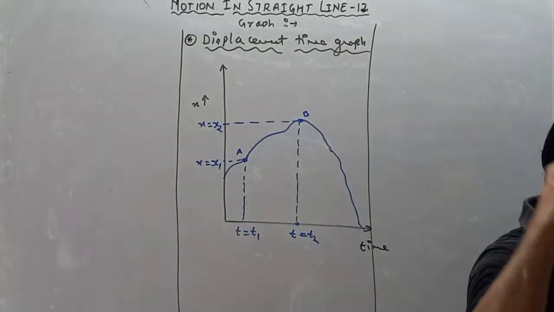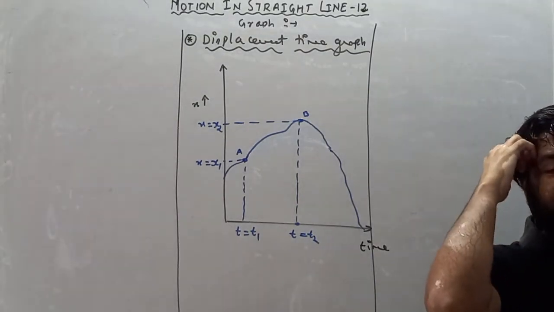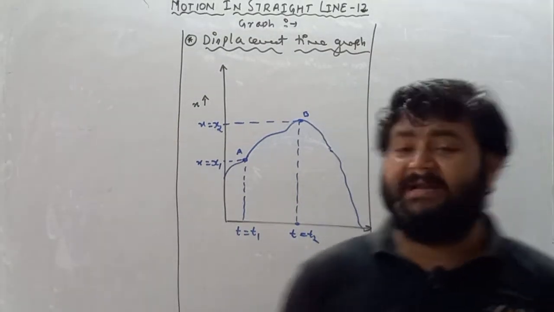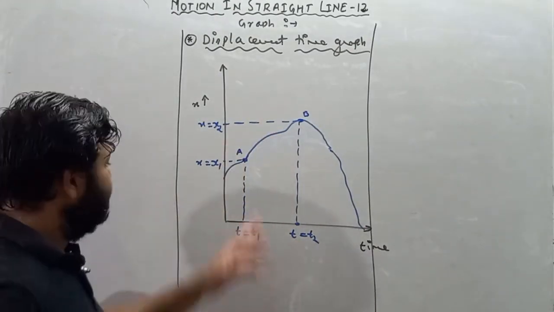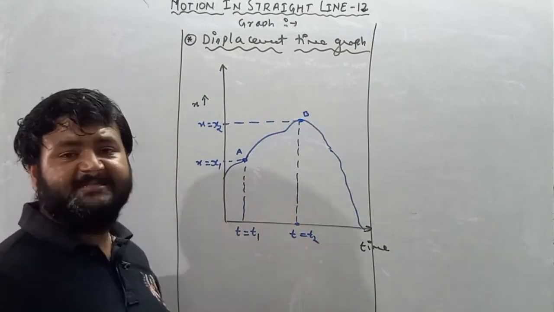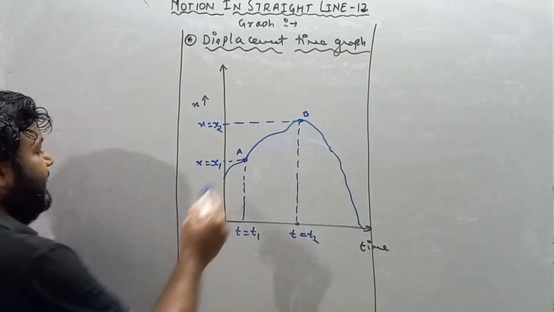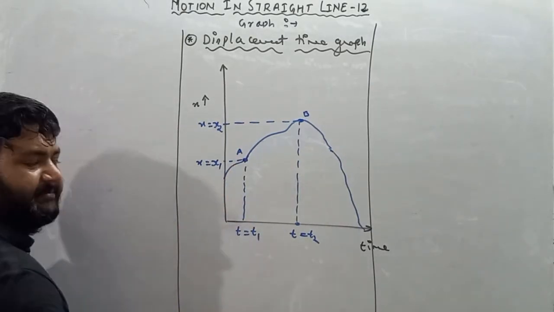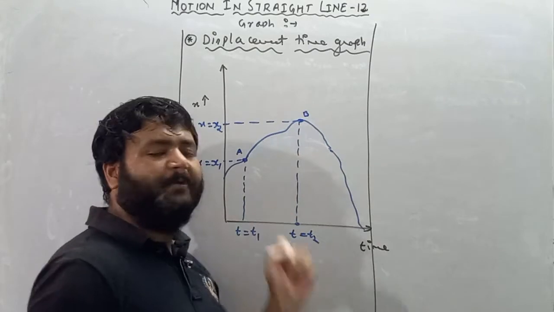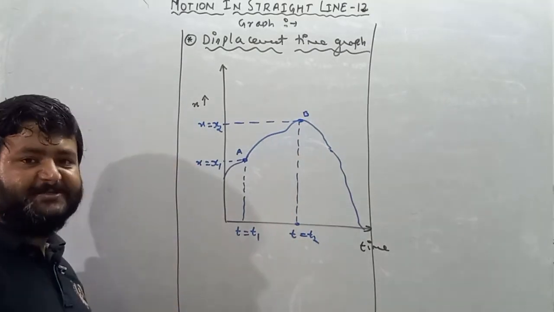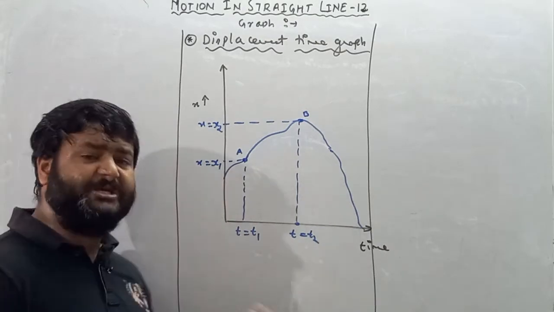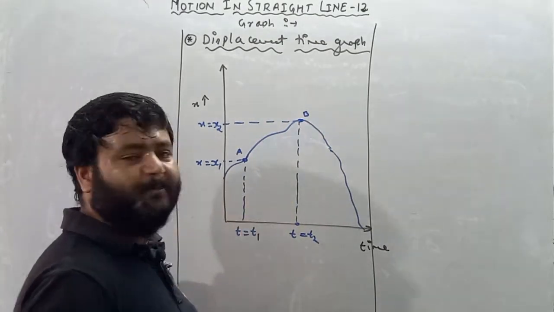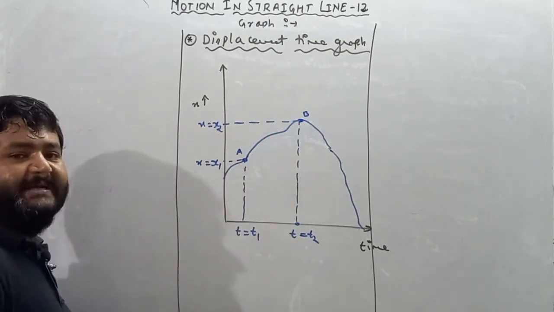I hope you are understanding this thing. We are now analyzing the displacement time graph. I'll take two different points. One is point A and the other is point B, and we are seeing here that at point A the value of time is t equal to t1, and at point B the value of time is t equal to t2. For t1, let's suppose the position of the particle is x1, and at point B let's say the position of the particle is x2.